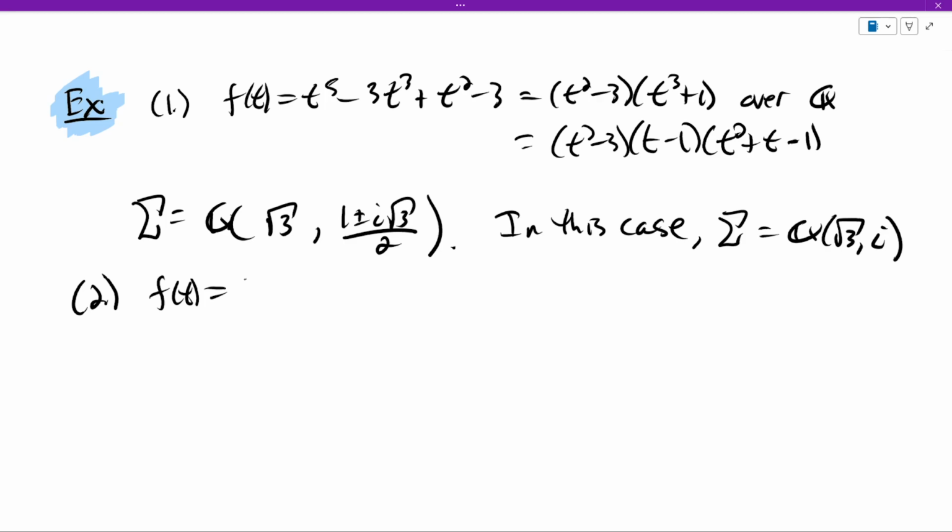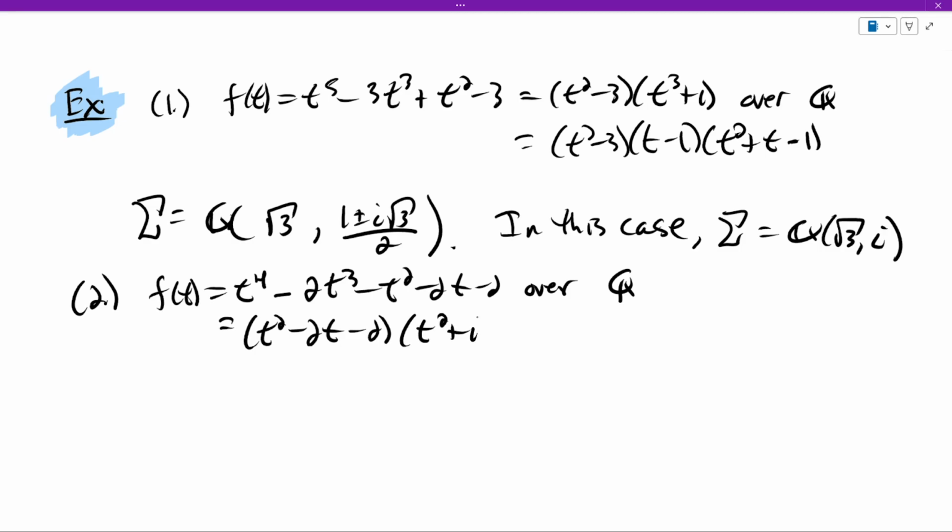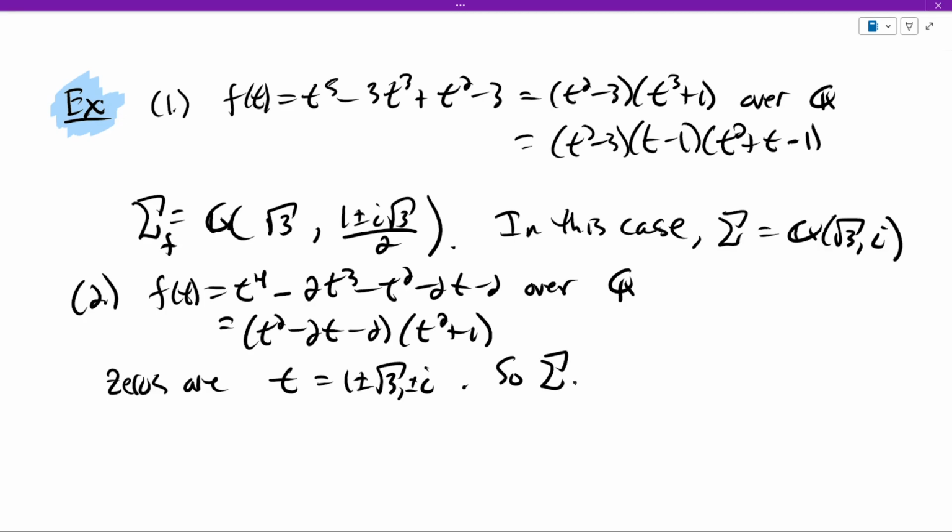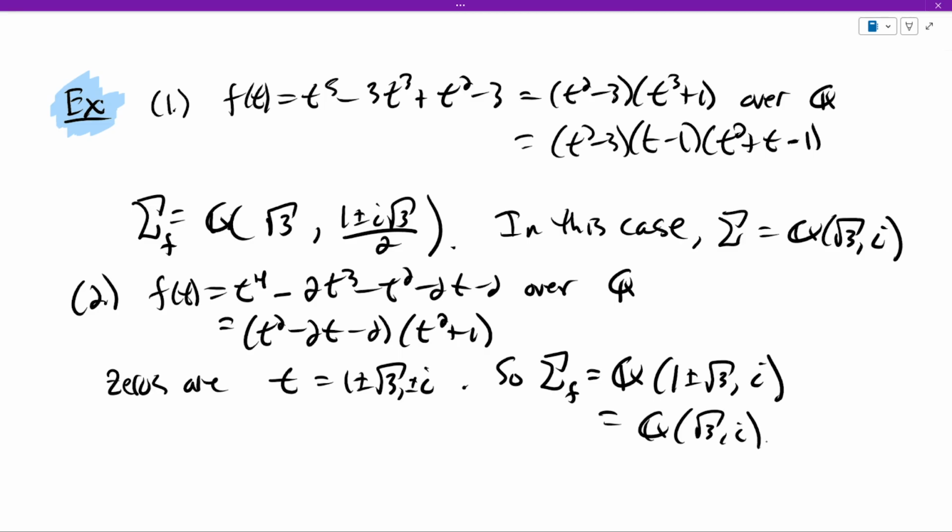As a next example, we're going to look at t to the fourth minus 2t cubed minus t squared minus 2t minus 2 over Q, which factors, again, as t squared minus 2t minus 2 and t squared plus 1. Okay. And the zeros are, if you apply the quadratic formula, 1 plus or minus root 3, and i, and plus or minus i. And so the splitting field for f, let me subscript this with an f just to indicate it depends on f, is Q adjoin 1 plus or minus root 3 and then i. But we have 1, right? We already have the rationals, so this is really just the same as Q adjoin root 3 and i. Okay, so that would be the splitting field here.